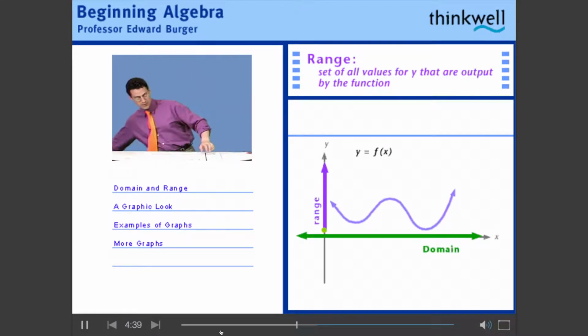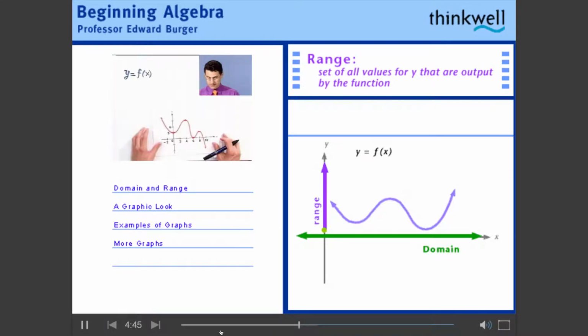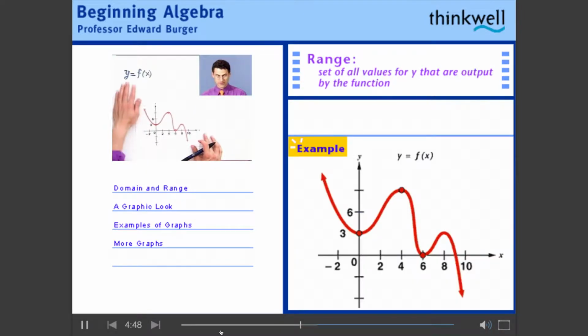Okay, let's take a look at some more specific examples and get a sense of what the domain and range would be here. So here we go. I have a whole bunch of them. I've got more examples than you know what to do with, so don't worry. We will not run out of examples.